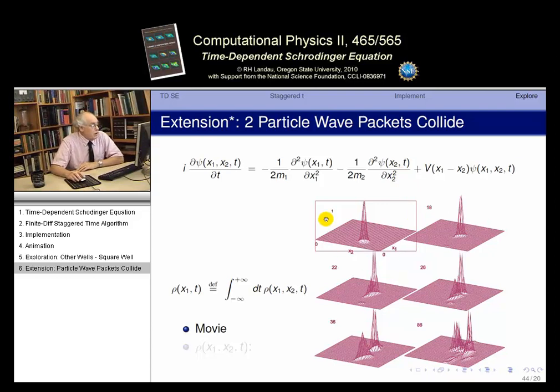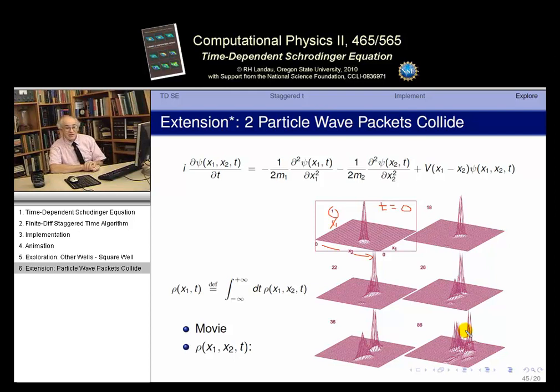So here we have x1, one coordinate here, and here we have x2 running this way, and we start off at time 0, so this is t equals 0. We start off with a wave packet. So we have the two particles. One particle's at x2, the other one's at x1, and then they collide. Well, and here's the collision happening. Here you can see the wave packet breaking up, this is the two particles moving off.